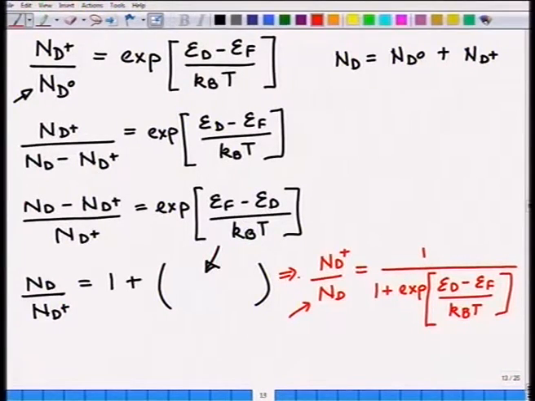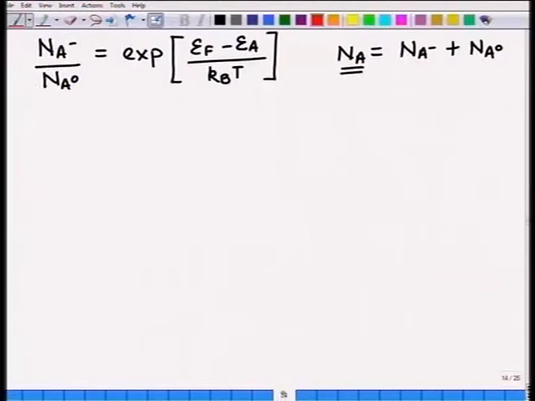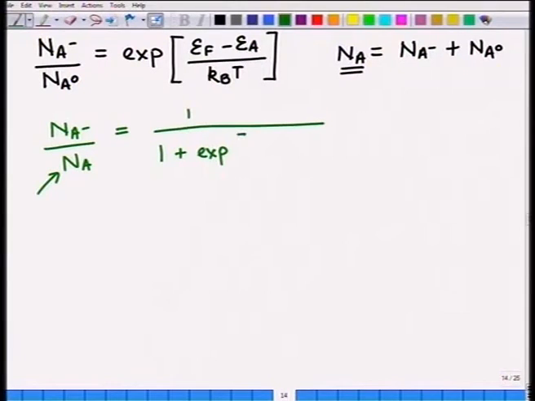and by the same token, similarly you would get an expression. Sorry, when we invert this, there is a mistake, an error here. When we invert this, we should have written this as Ef minus Ed divided by Kb T, and by the same means, same way Na minus by Na, this is the total Na now, should be equal to 1 by 1 plus e to power Ea minus Ef by Kbt.